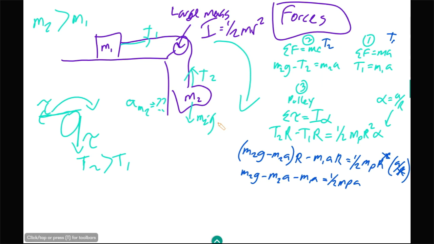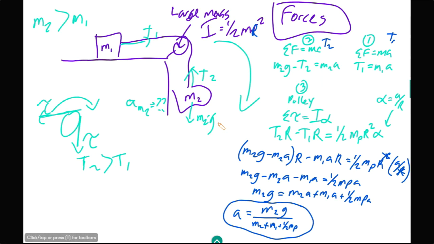Get all my A's together. M2G equals M2A plus M1A plus 1/2 MPA. They are all the same R's. R is the radius of the pulley, which means that they're all the same R's in this case. I know I wrote a capital R, lowercase r in a couple spots here, but we'll just make them all capital. In this case, all the radiuses are the same. So that means that A will equal M2G divided by M2 plus M1 plus 1/2 the mass of the pulley. And there is our acceleration of that object going down.